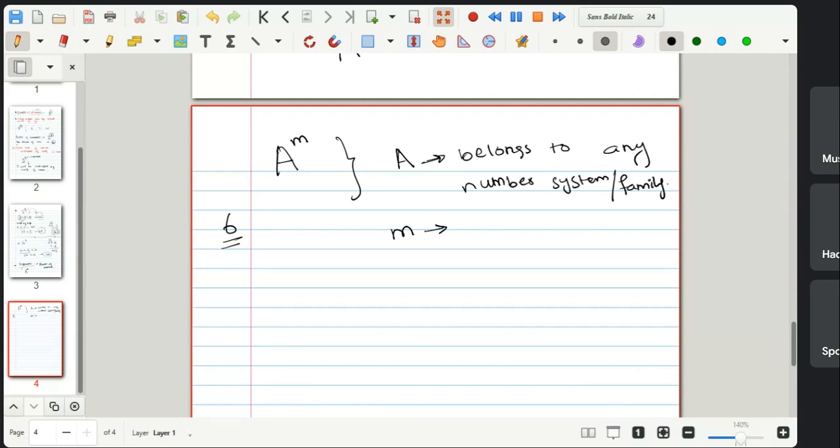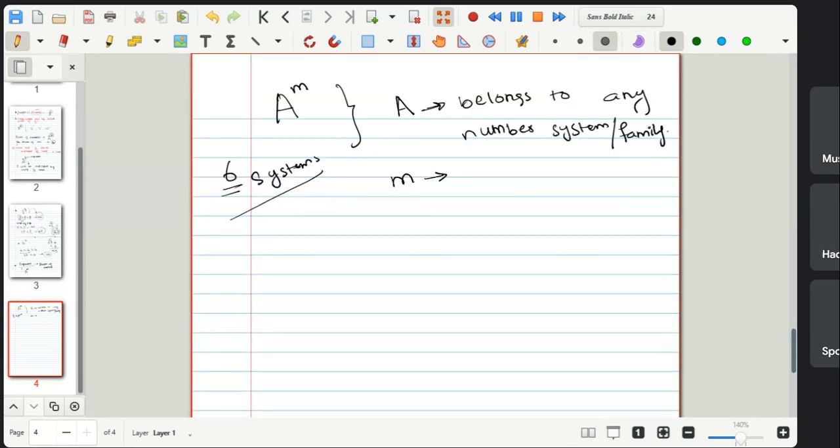Let me write it: the 6 systems or 6 families. We study the 6 systems of the numbers, and every system gives us a different type of number. Like -1 belongs to a different system, and 1 belongs to a different system. 1 is a whole number and a natural number, but -1 is what? -1 is an integer. So it's all about the number systems.